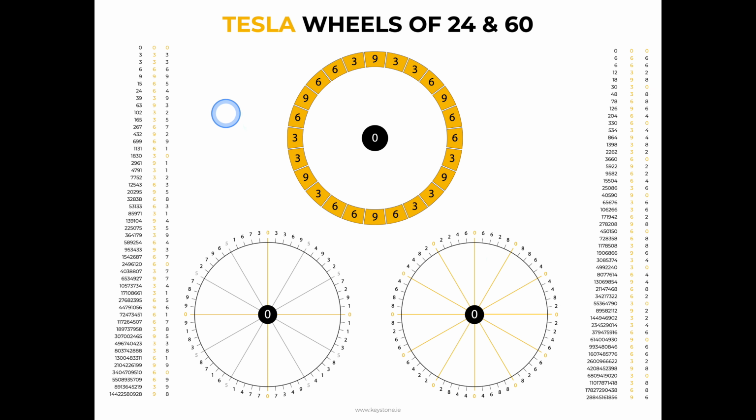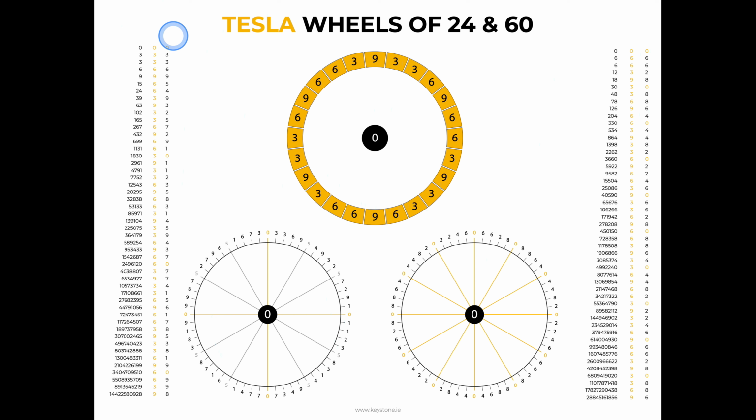When we take the Tesla wheel, starting with 0 and 3, we get this pattern: 33696639. If we start with 6, we get 66393369. So again, when we take the root numbers starting with 0 and 3 or 0 and 6, we get the same Tesla wheel of 24. And I've called this the Tesla wheel because it's got 3s, 6s and 9s, just like his famous quote.